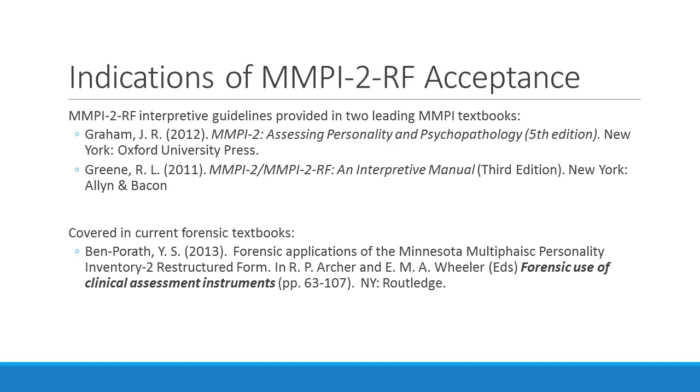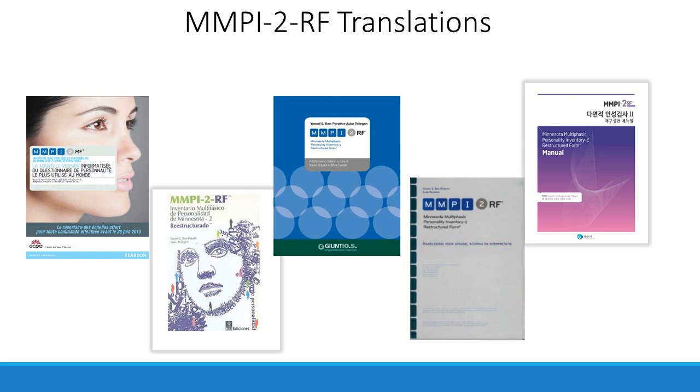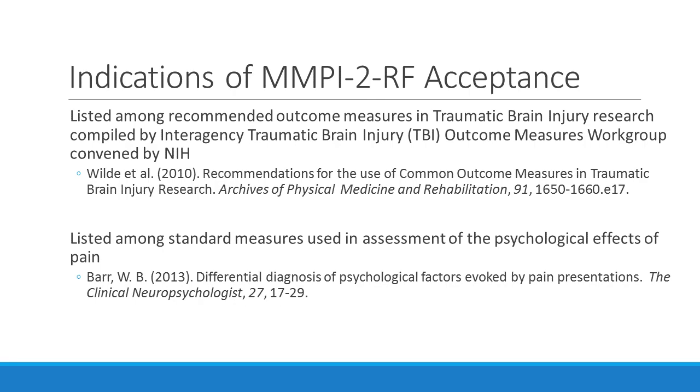The MMPI-2-RF interpretive guidelines are provided in two leading MMPI textbooks by Jack Graham and Roger Greene. It's covered in current forensic textbooks, such as Bob Archer and Beth Wheeler's Forensic Use of Clinical Assessment Instruments. It's been translated into multiple languages. It's listed among recommended outcome measures in traumatic brain injury research compiled by the Interagency Traumatic Brain Injury Outcome Measures Workgroup, convened by the National Institutes of Health.